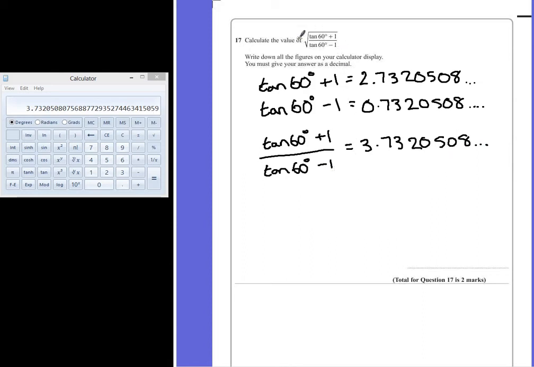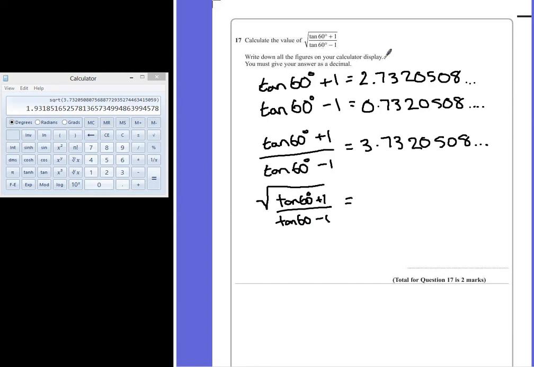Our final step here is to remember that we're looking for the square root of this value. So the square root of tan 60 plus 1 divided by tan 60 subtract 1. We've got our number in our calculator already, so let's just hit the square root button, which gives us an answer.